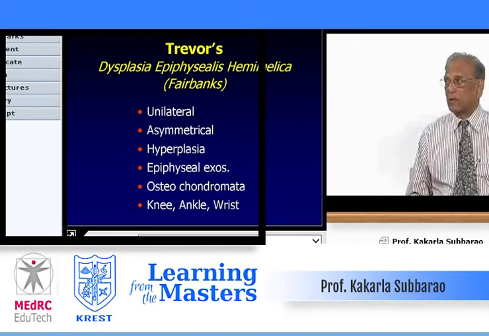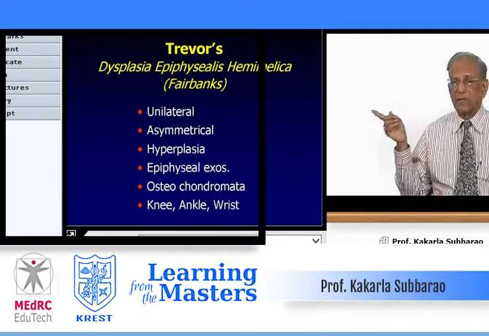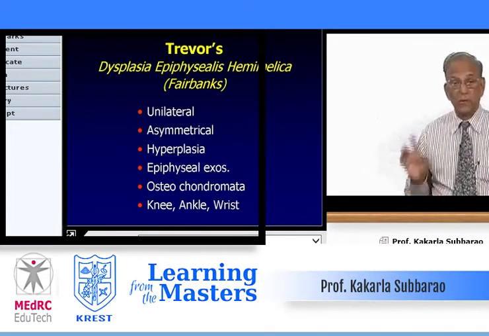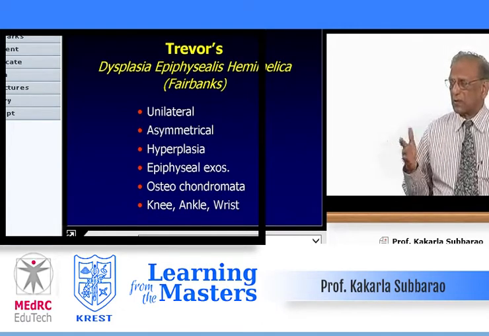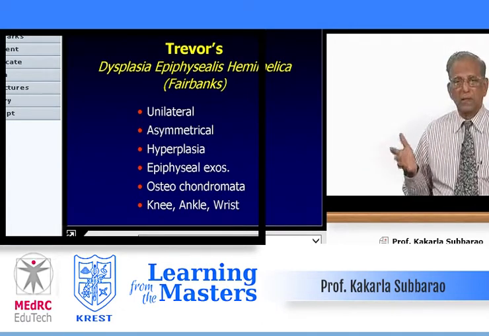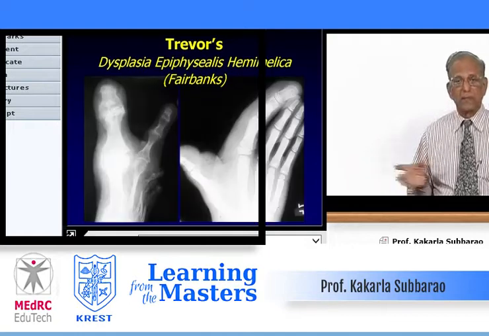This is also called dysplasia epiphysealis hemimelica, or Fairbank's disease or Trevor's disease. Unilateral, as I said earlier. Asymmetrical hyperplasia, epiphyseal exostosis, they call it sometimes. Here there is no epiphysis for the small bone, but exostosis can occur. Pathologically, it is osteochondroma, and knee, ankle, and wrist are the common sites.